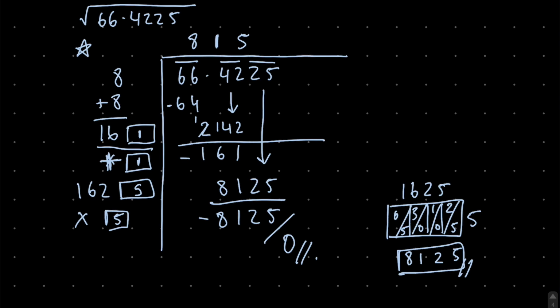But we have 3 numbers here we need to put a decimal point in, and that's easy. So there are 3 pairs, 1, 2, and 3. 2 of them are after the decimal point, so we're going to have 2 decimal places. So the square root of 66.4225 is 8.15.